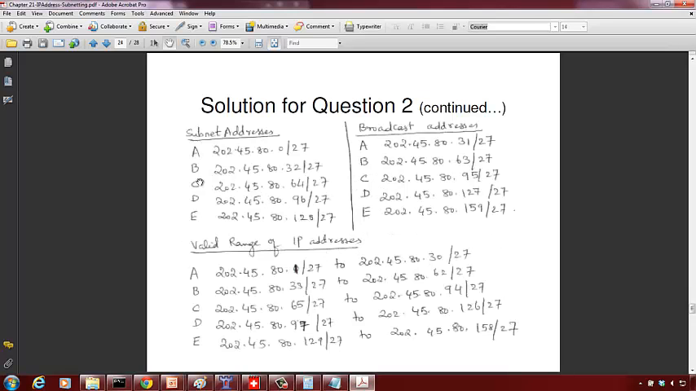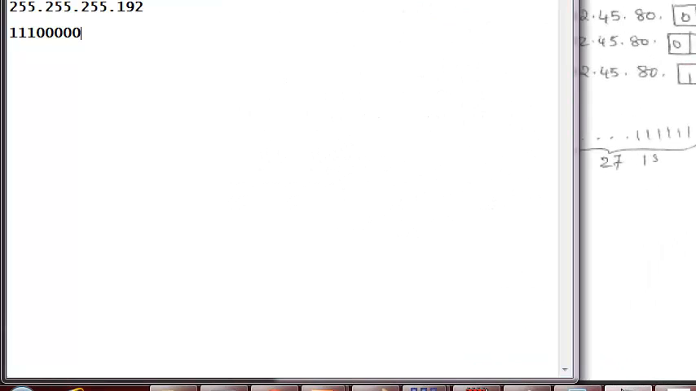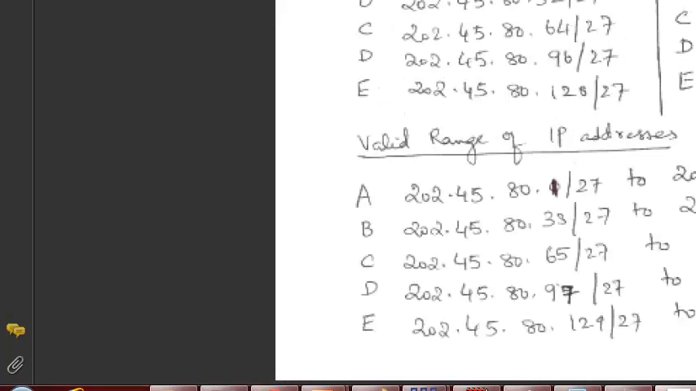Okay. Similarly, for the broadcast address, what do you do? Put all ones here. So you have 3 zeros followed by 5 ones. That will be 31. So 202.45.80.31. See, if you do it sequentially, it will follow one after the other.